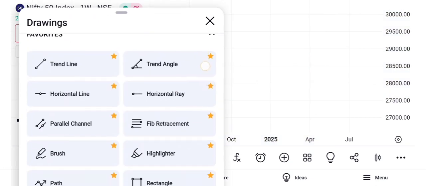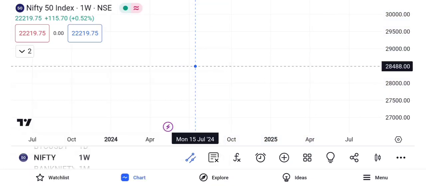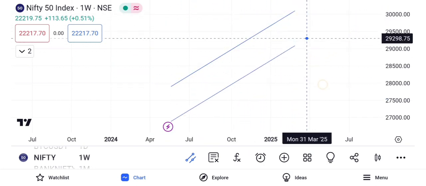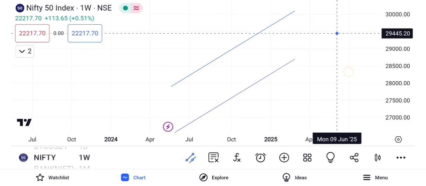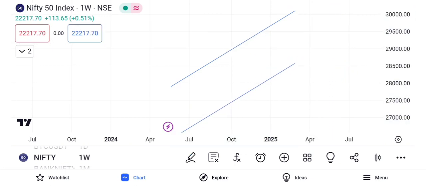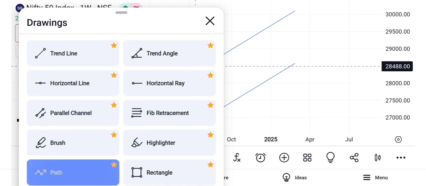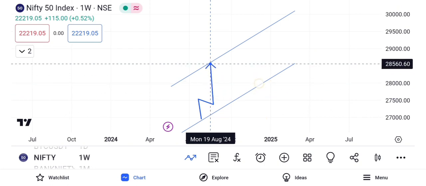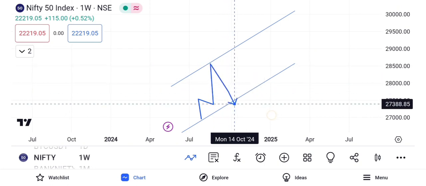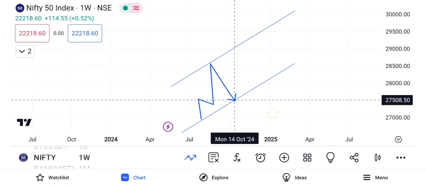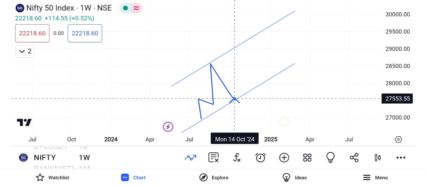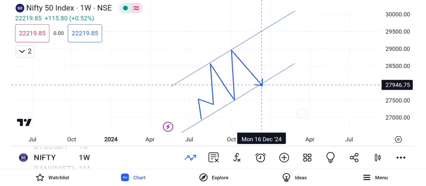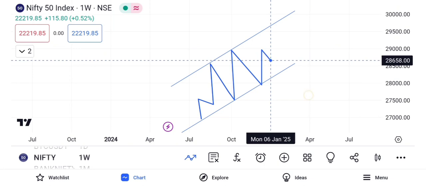The last chart pattern we should know is the channel, the parallel channel, okay. Let me draw the parallel channel. This is the parallel channel and the market will be in this parallel channel. The market will be behaving like this, taking support from this level and resistance from this level. In this way the market actually behaves.